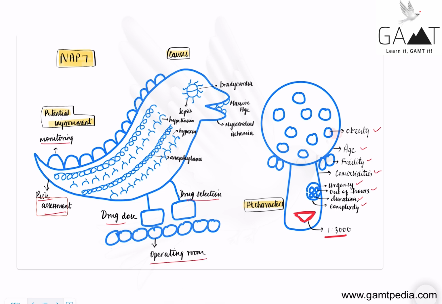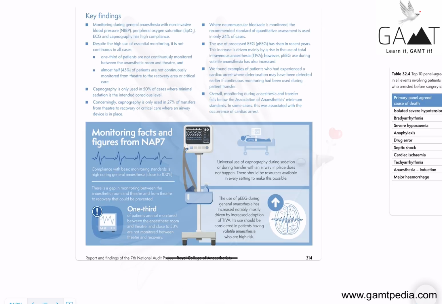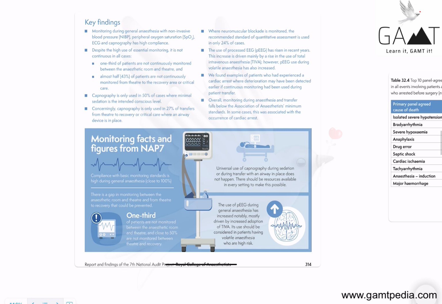So what about monitoring? There is a whole chapter on monitoring and perioperative cardiac arrest. During general anesthesia, there are no problems. The issue with monitoring is always during transfers. One third of patients are not continuously monitored between the anesthetic room and theatre. Almost half the patients are not continuously monitored from theatre to the recovery area. These are the 2 main points highlighted in NAP7.